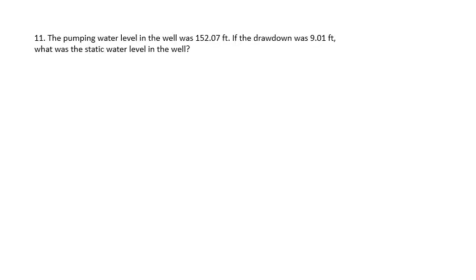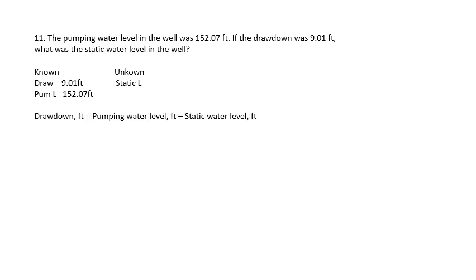Question number 11. The pumping water level in the well was 152.07 feet. If the drawdown was 9.01 feet, what was the static water level in the well? So we're going to find our knowns and our unknowns. So you have your drawdown of 9.01 feet and your pumping level of 152.07 feet. This time we're looking for the static level.